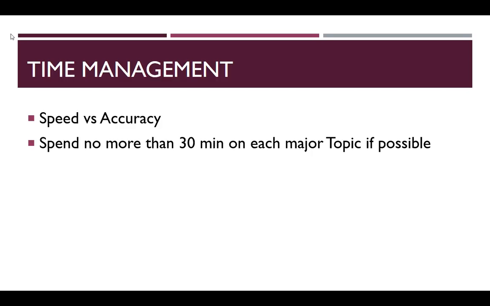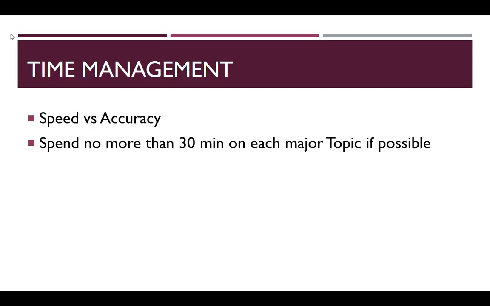For example, you finish mail merge in about 15 to 20 minutes. The extra 10 minutes can be pushed onto data manipulation, and you can use that time to perfect your work. But if on every activity you spend about 30 minutes, you will find that you have an extra 30 minutes after you finish the exam to go through your work. So that is very important. So guys, speed versus accuracy, but also aim at spending not more than 30 minutes on each major topic.